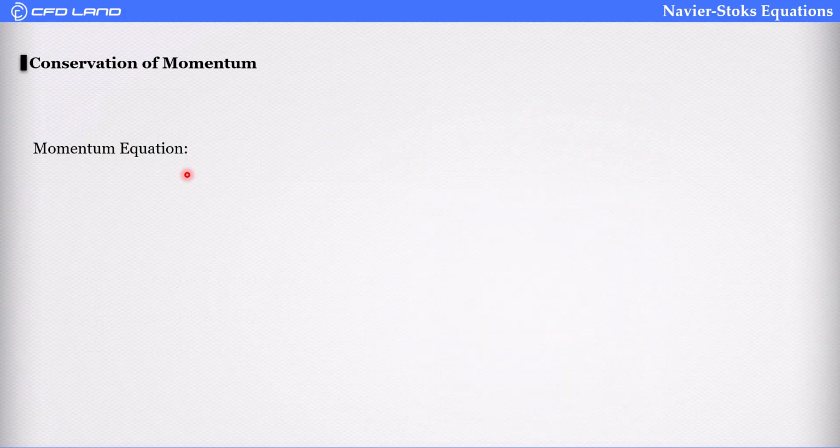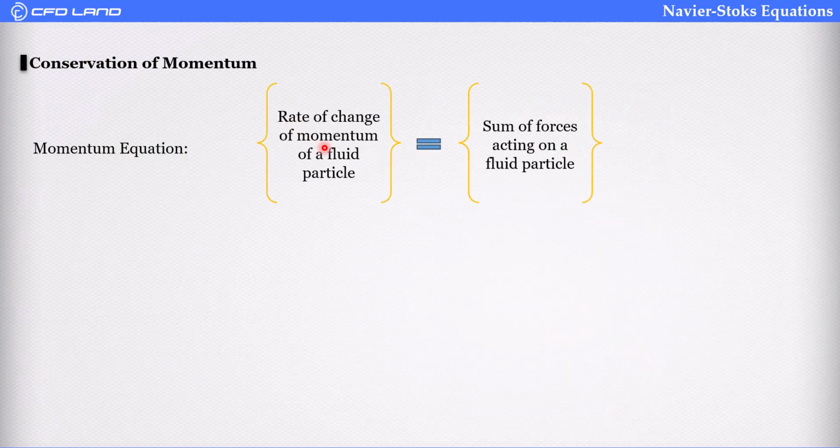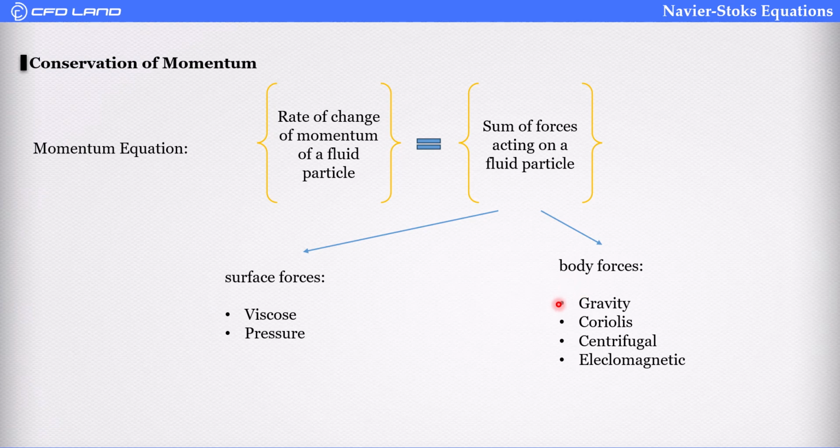The momentum equation indicates that the rate of change of momentum of a fluid particle, the equations we just saw, equals the sum of forces acting on a particle. So we have two types of forces: surface forces that are viscous and pressure forces, and body forces like gravity, Coriolis, centrifugal, or electromagnetic. Body forces are usually treated as a source term.